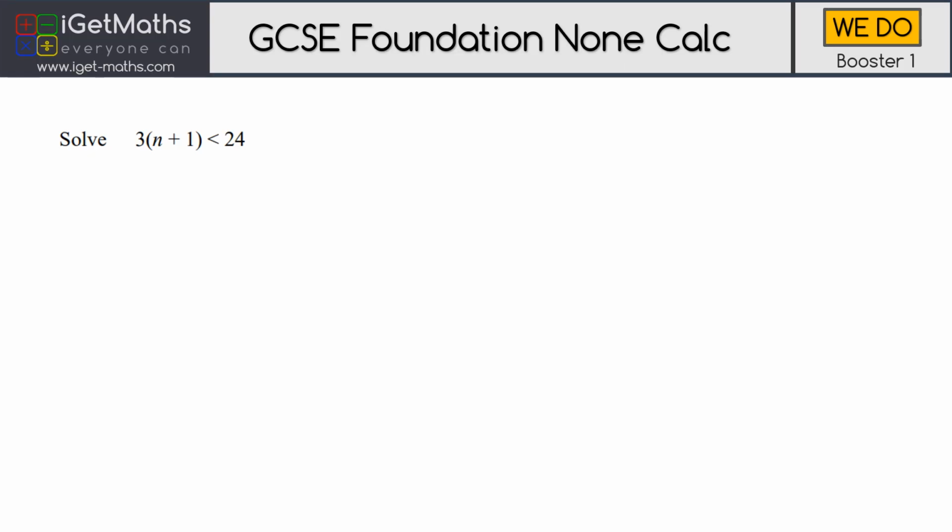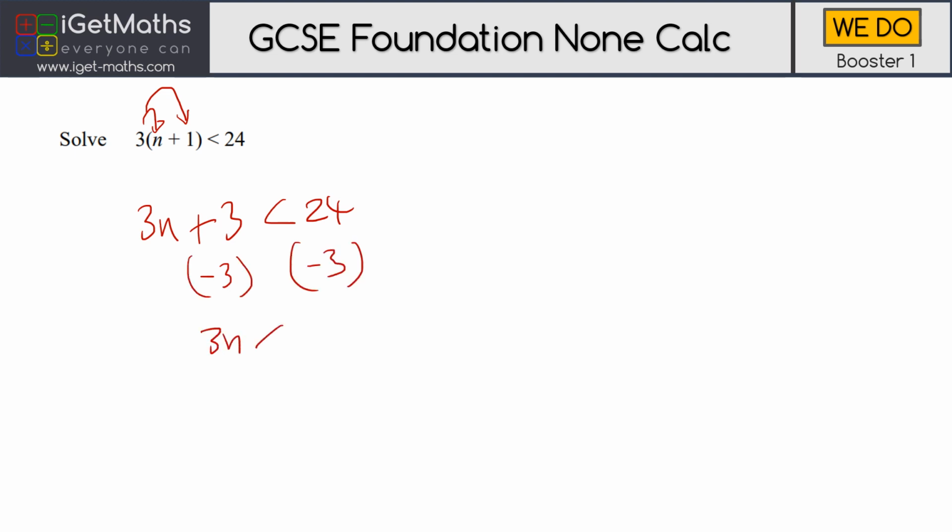Okay, so to solve this inequality, expand the bracket first. 3 times n gives you 3n. 3 times 1 gives you 3. That's less than 24. Minus 3 on both sides. That gives you 3n is less than 21. Divide by 3 on both sides. That gives you n is less than 7.